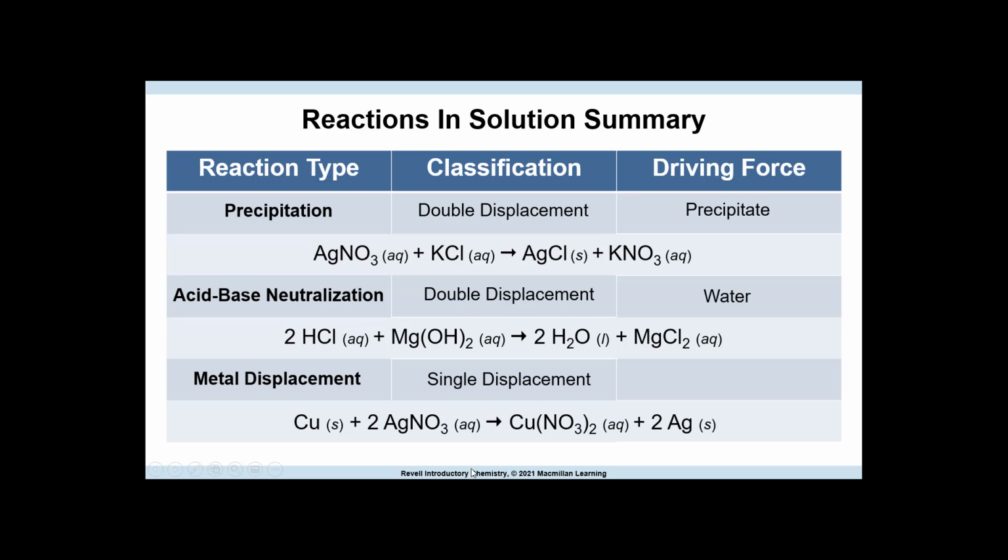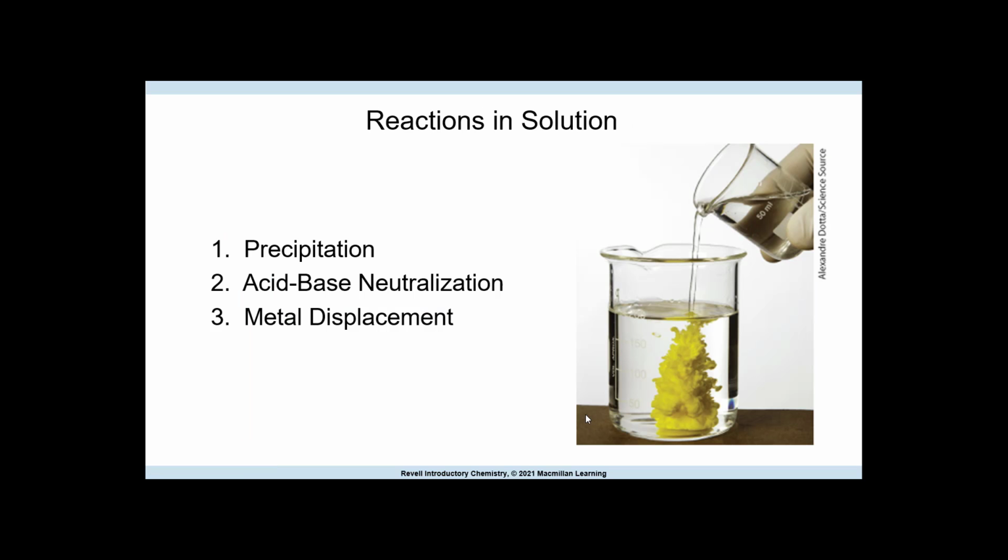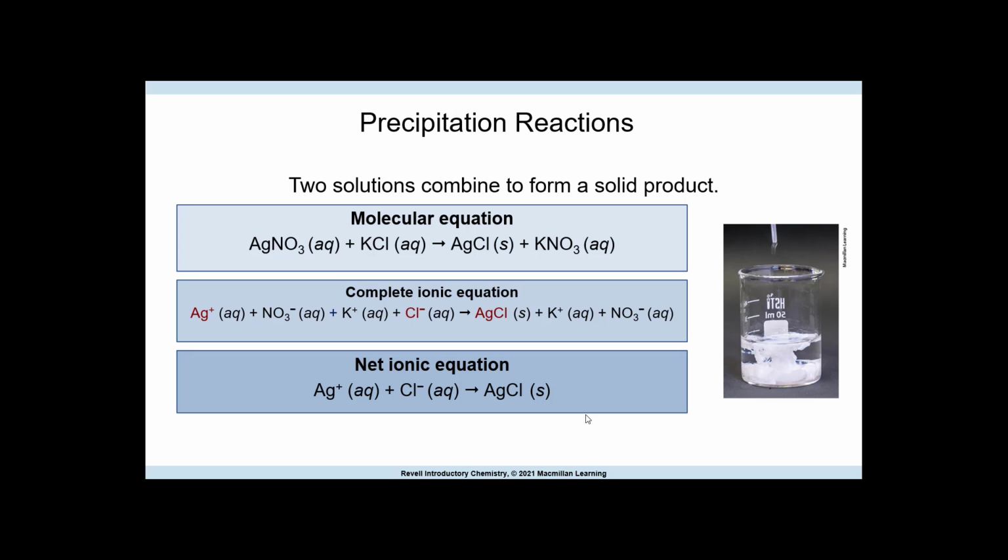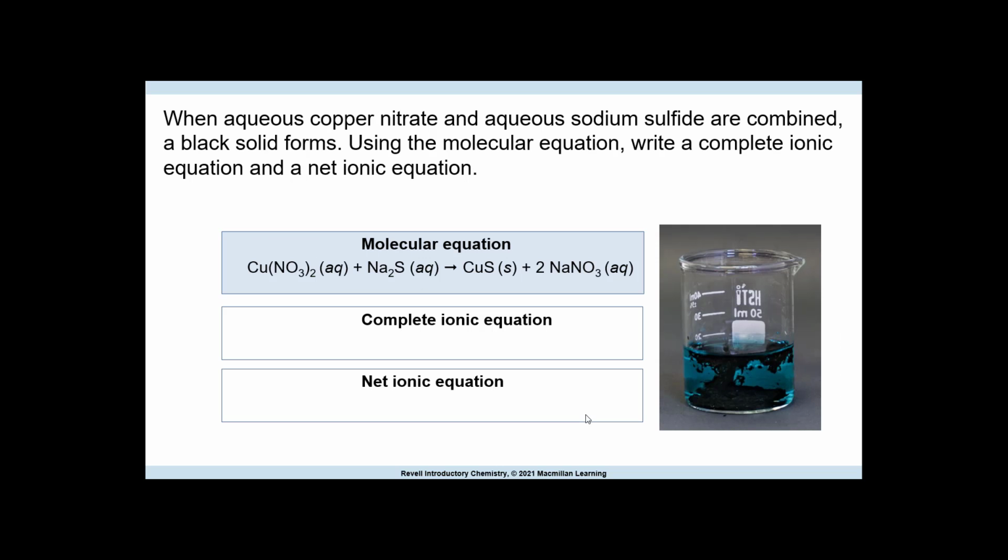So basically what you see is you start out with a metal. Elemental form means solid. So this one is a solid, but what happens is they switch places, and now this one's a solid and this one is joined as a nitrate in ionic form. So precipitation, acid-base, and metal displacement all happen in solutions. Two solutions combine to form a product. This is something that you should already be familiar with.